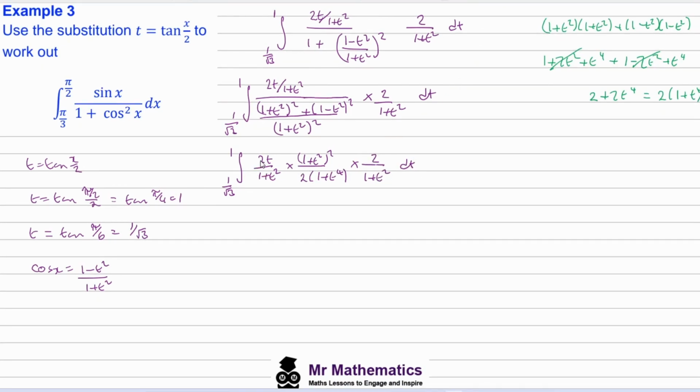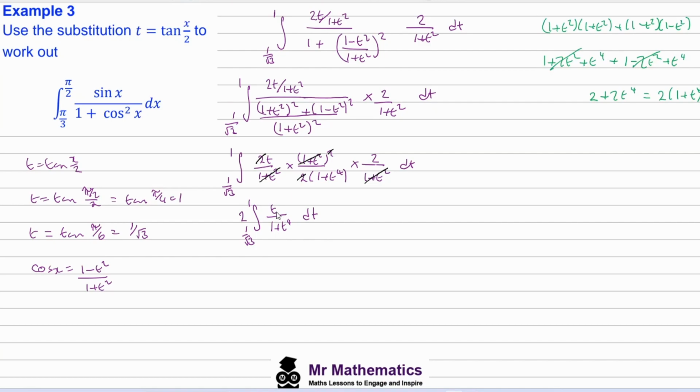So now we can see that this 2 will cancel with this one, this 1 plus t squared will cancel with one of these, and this 1 plus t squared will cancel with this one. So what we're left with is the 2, which I can pull out in front of our integral between the limits. Then we've got the t over 1 plus t to the 4, integrated with respect to t.